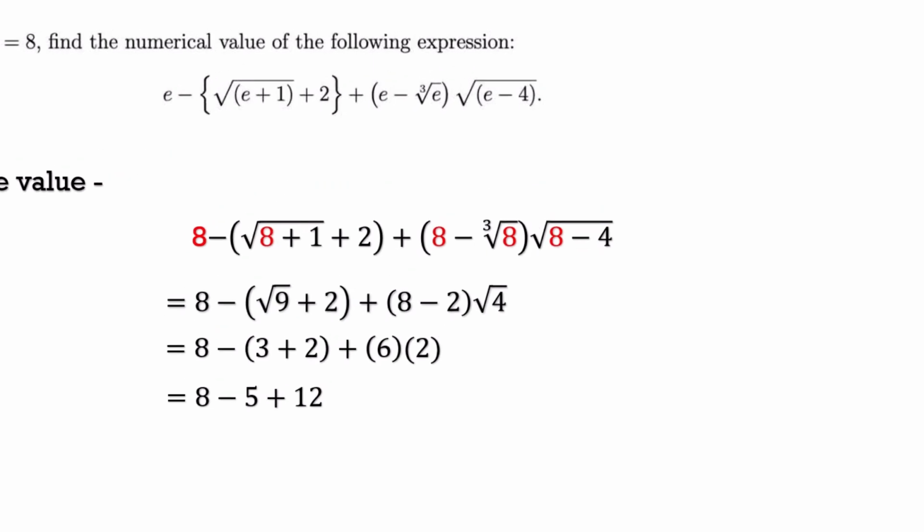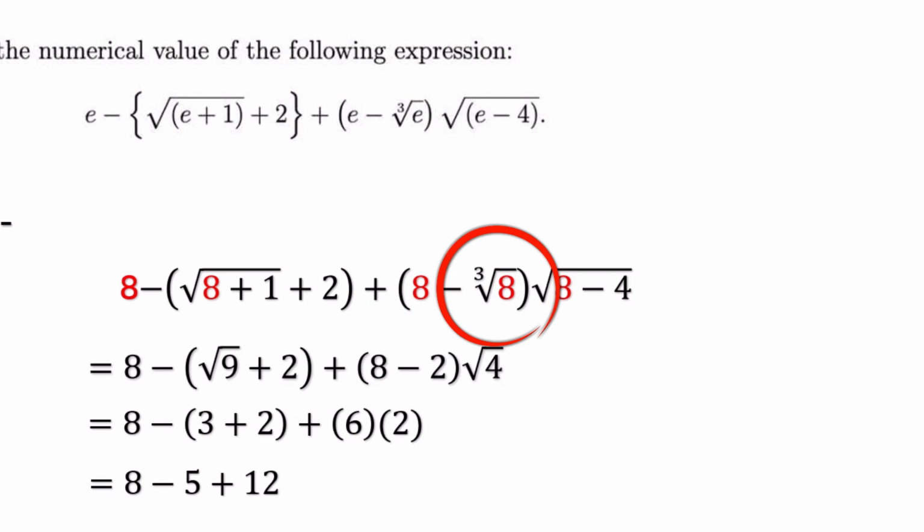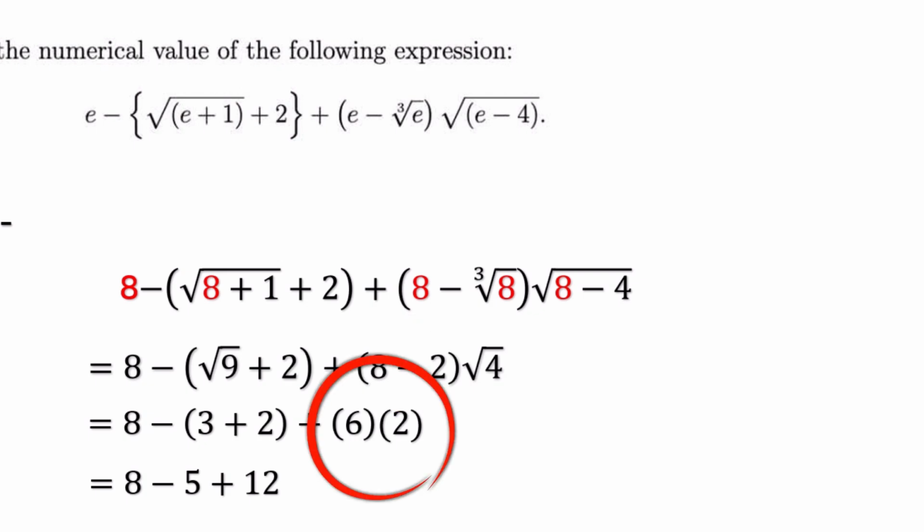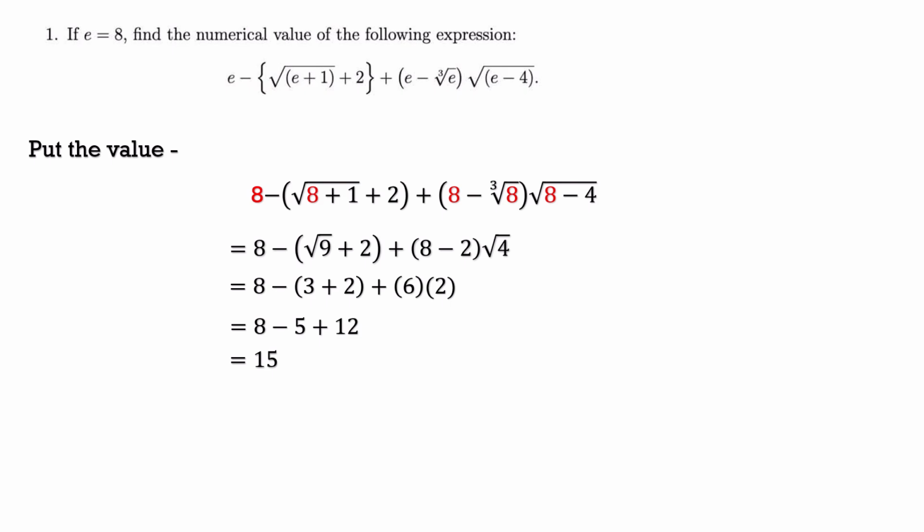The cube root of 8 is equal to 2, because 2 multiplied by itself 3 times is 8. Subtracting, we get 8 minus 2, which equals 6. The square root of 4 is 2, so multiplying we obtain 6 times 2, which is 12. So the second part simplifies beautifully to 12. Adding everything together, we calculate 8 minus 5, which is 3, and then add 12, giving us a total of 15. Notice how each radical was handled carefully. First the square root, then the cube root, and then the multiplication. And the final result of problem 1 is 15.